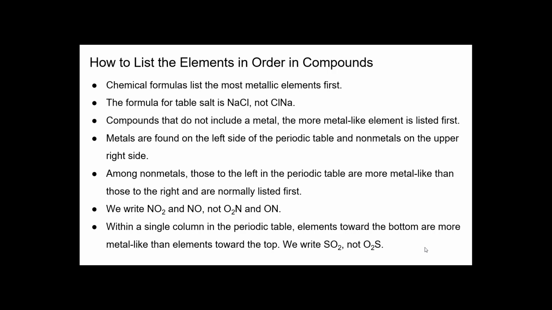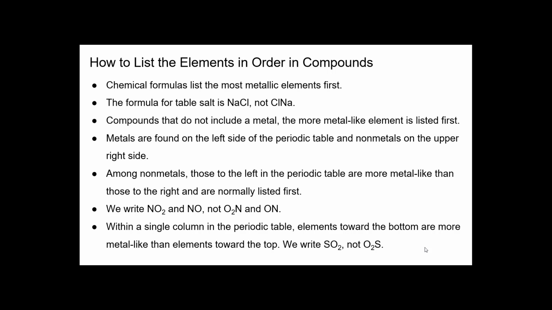Metals are on the left side of the periodic table and nonmetals on the upper right. So remember, metals left, nonmetals right. Upper right, actually. Among nonmetals, those to the left are more metal-like. So here, if we name this, we have NO2, not O2N.